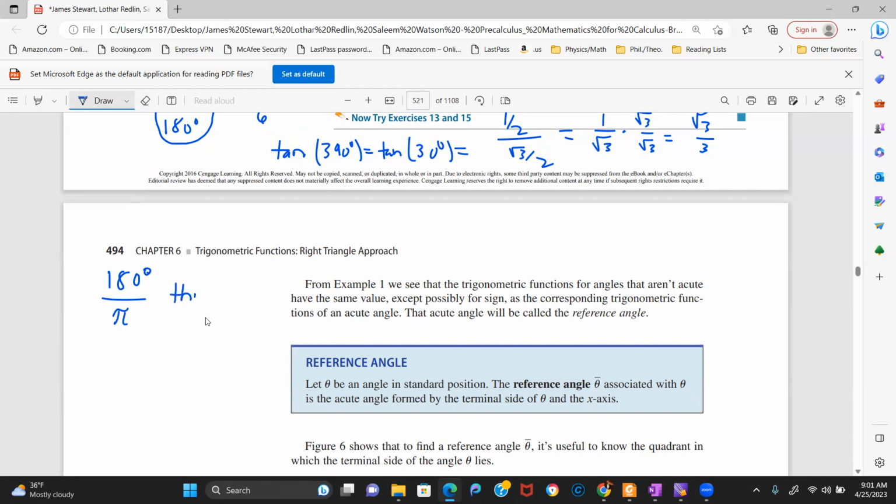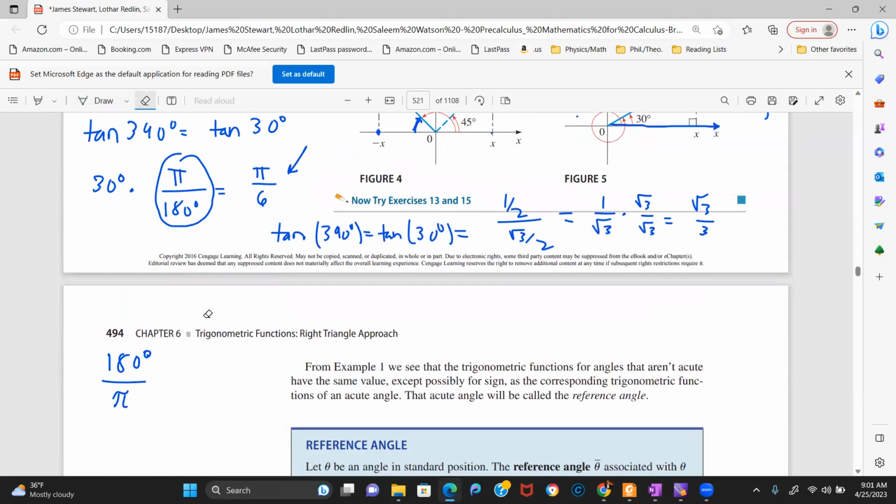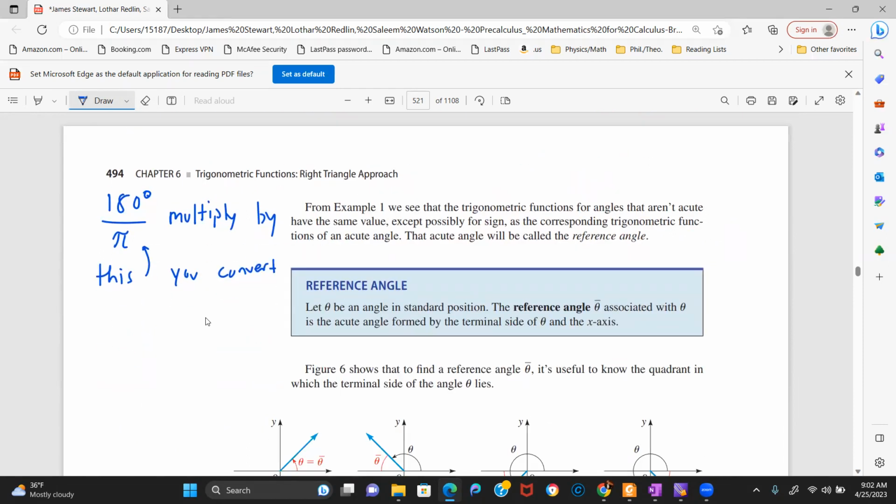So we saw that when you multiply by pi over 180, that converts degrees to radians. And when you multiply by this number right here, you convert radians back to degrees. But I don't think you really want to do that a whole lot, radians to degrees, because it's just better to work in radians.